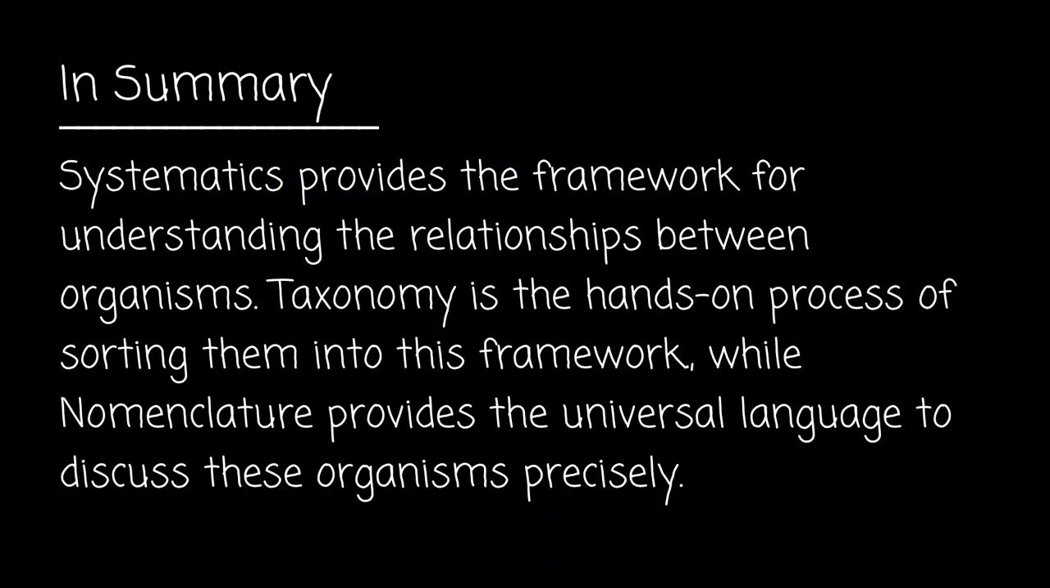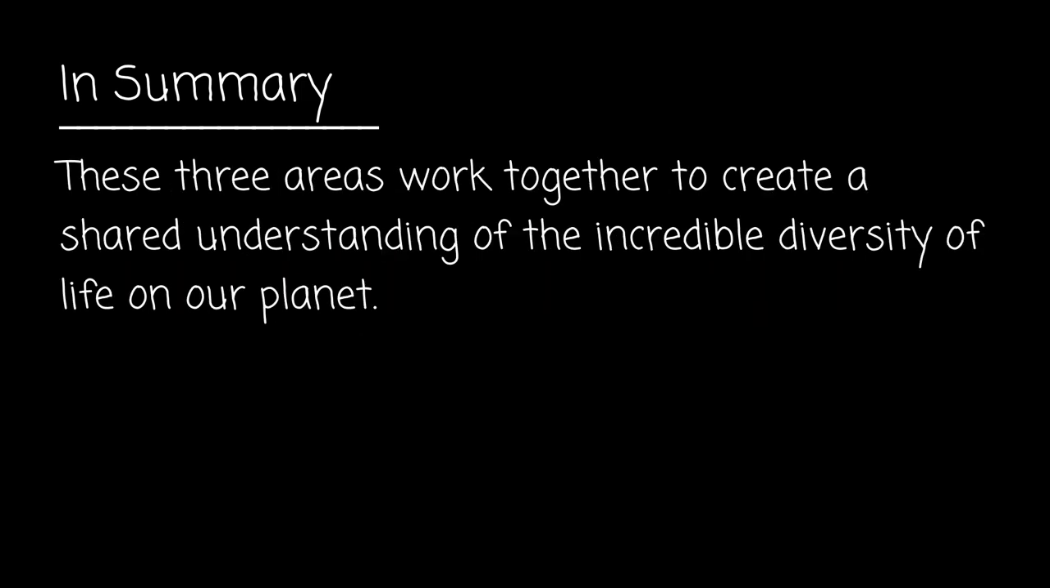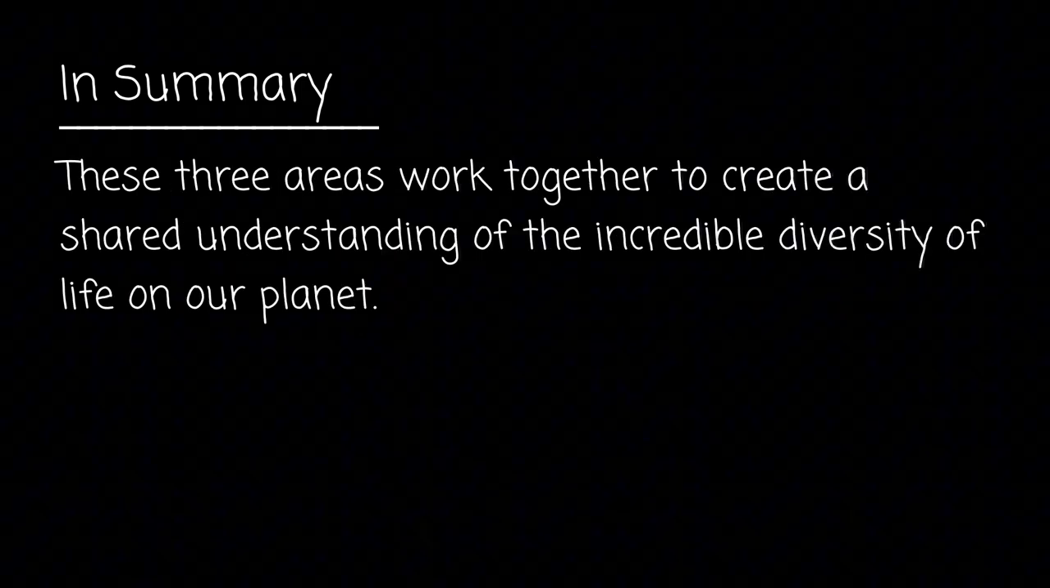So in summary, systematics provides the framework for understanding the relationships between organisms. Taxonomy is the hands-on process of sorting them into this framework. Nomenclature provides the universal language to discuss these organisms precisely. These three areas work together to create a shared understanding of the incredible diversity of life on our planet.